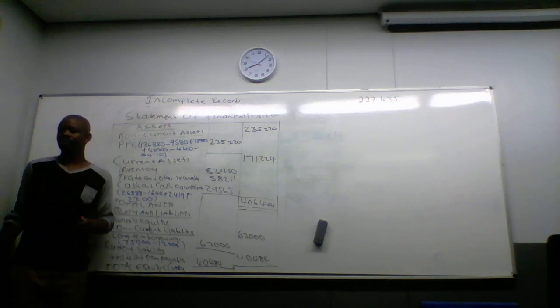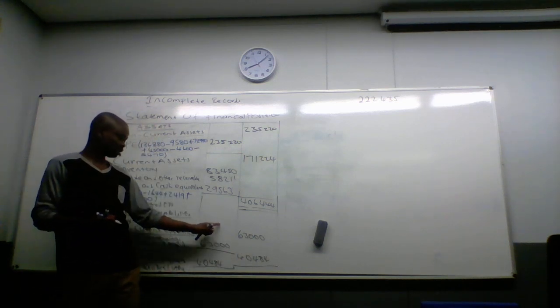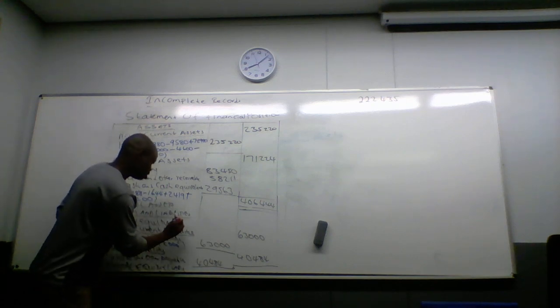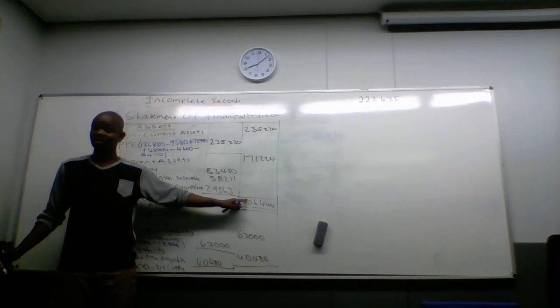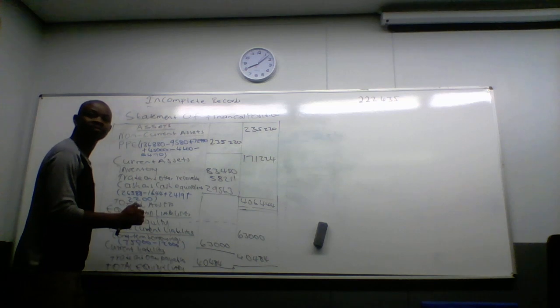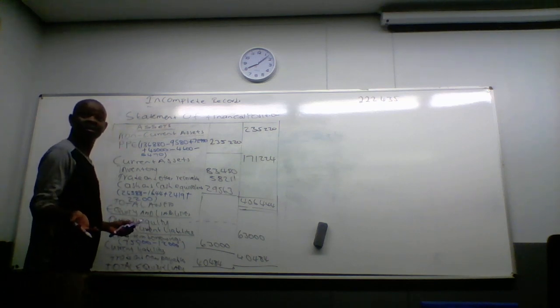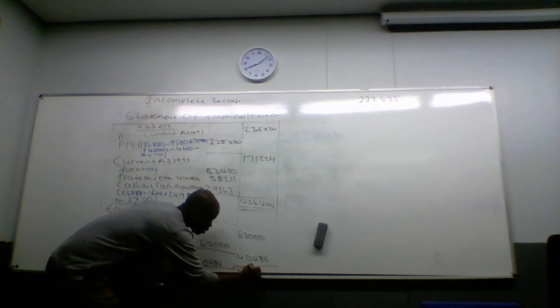So this we cannot add because we don't know. No, we are missing what? This one. Remember, we're missing this one. We just have to copy what we have here because it must balance. So, take this and copy it there as the total of equity and liabilities, because it must balance automatically. So we put 40444.